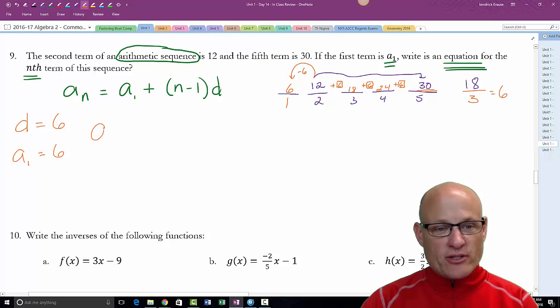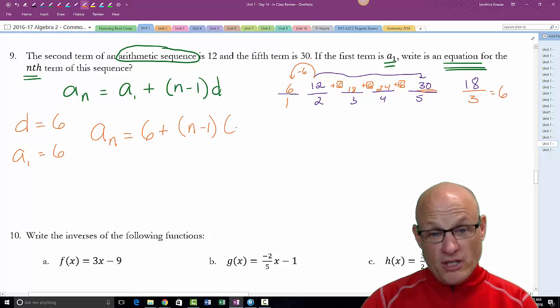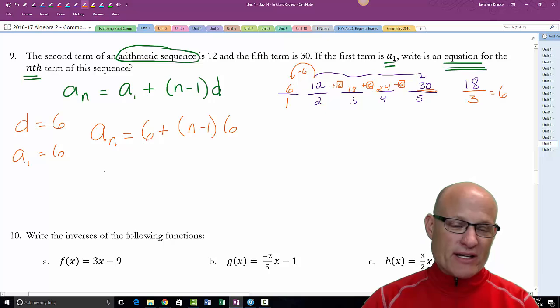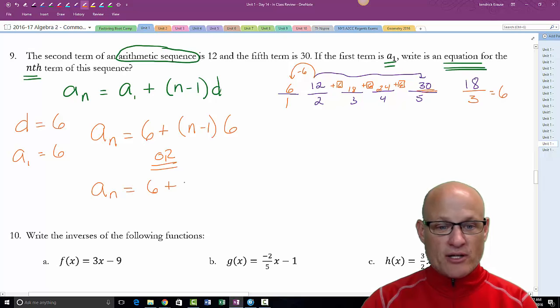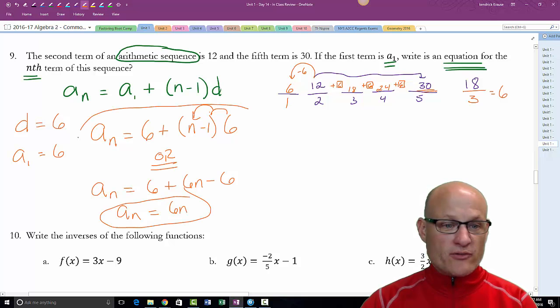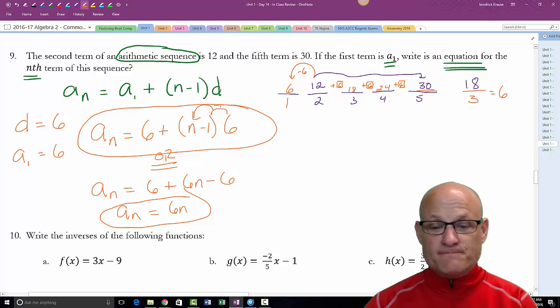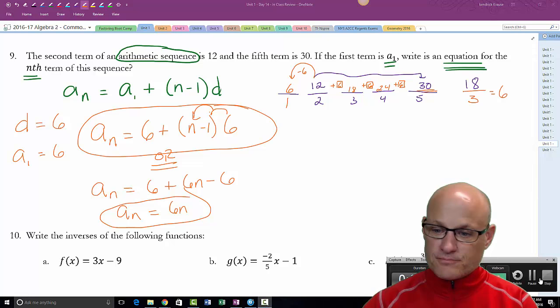So your answer to this equation is a sub n is equal to 6 plus n minus 1 times 6. Now, if you want to, you could clean this up and have a sub n is equal to 6 plus 6n minus 6. You distributed this. But of course, this is just a sub n is equal to 6n. So either this or this would be acceptable answers. Either one.